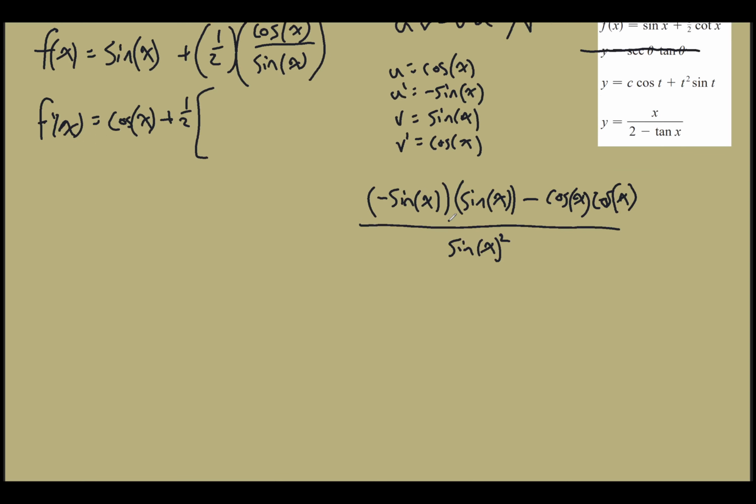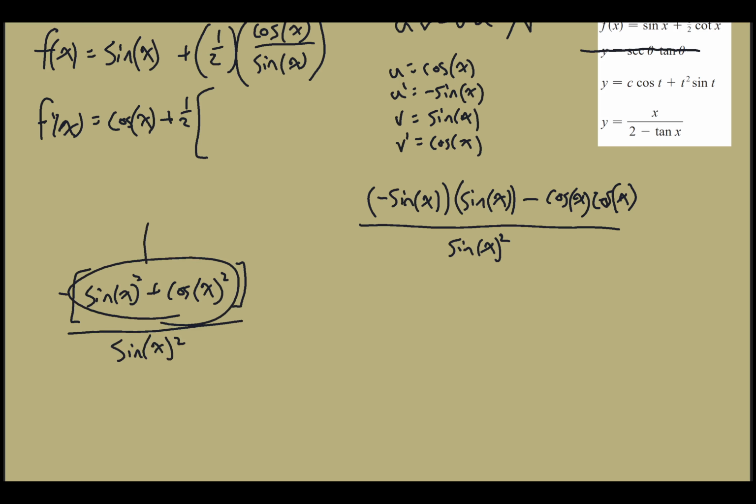Okay, so condensing these, coming down to the left is a little strange, I know. Let's make it a minus, since there's a couple of minuses. Sine of x squared plus cosine of x squared over sine of x squared. Well, this is equal to 1, so this is 1 over sine of x squared. And for our f prime, that would give us cosine of x plus 1 over 2 sine of x squared.